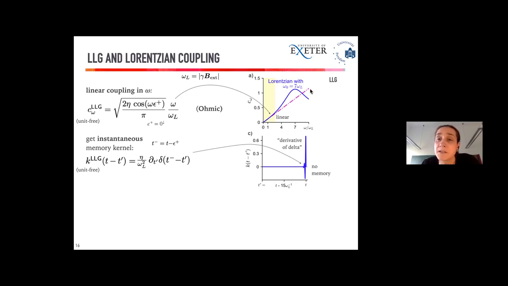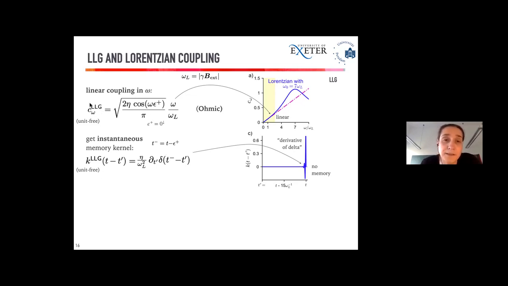So this pink line shows us the coupling function over the frequency. And I've put it into the scales of the Larmor frequency. The Larmor frequency is the one in the external field. This is the dominant frequency. And so this yellow region here is around that frequency. So in this range, we have a linear, in fact, always linear coupling function here.